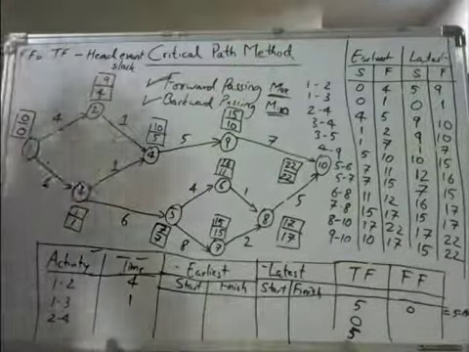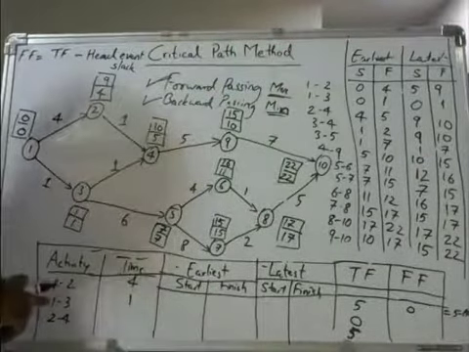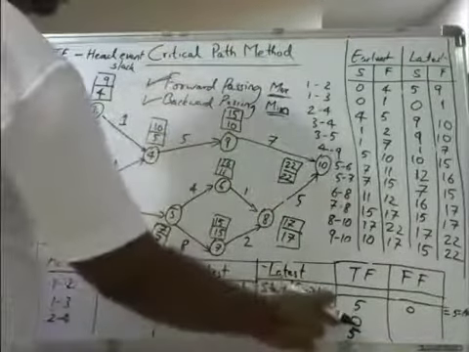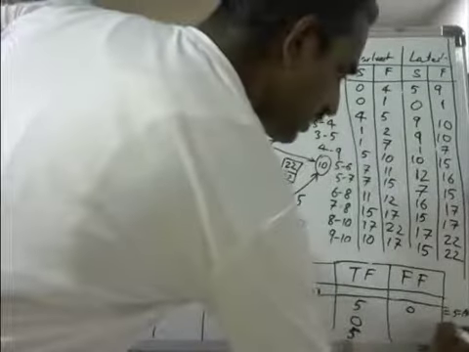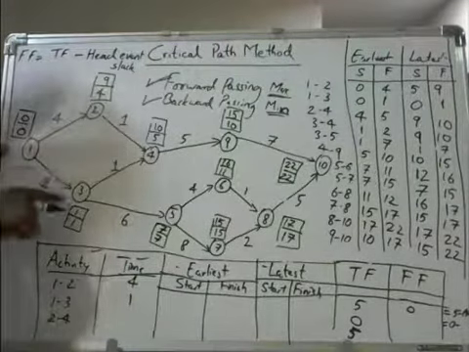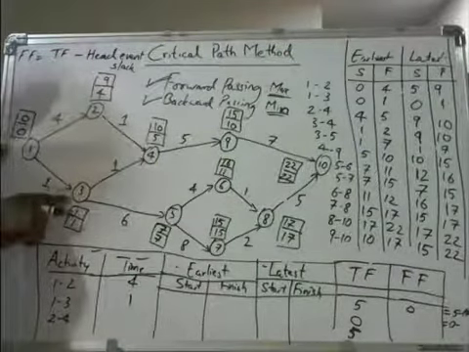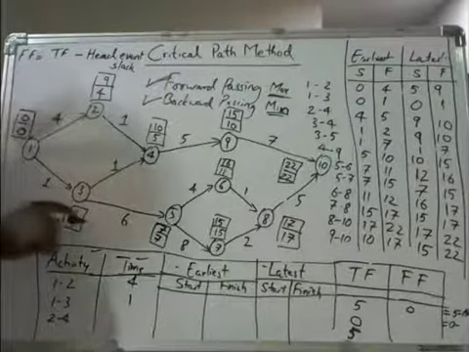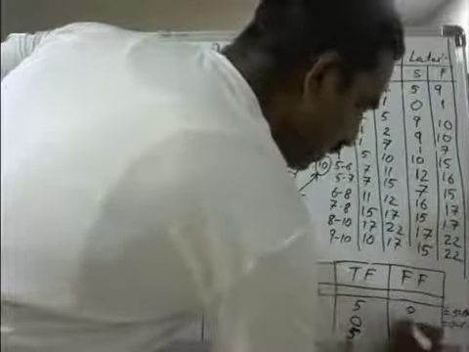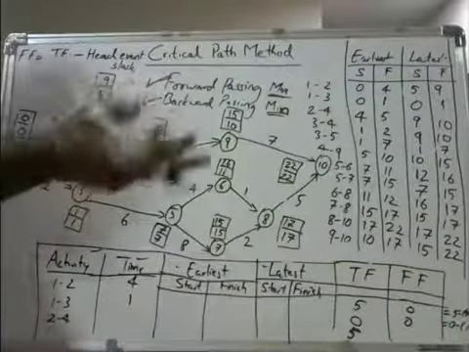So for the second activity, it is 1 to 3. You have got the total float as 0. So I will write here 0 minus head event slack. From 1 to 3, the ending event is 3. So the head event slack is 1 minus 1, which is 0 only. So 0 minus 0 is 0.